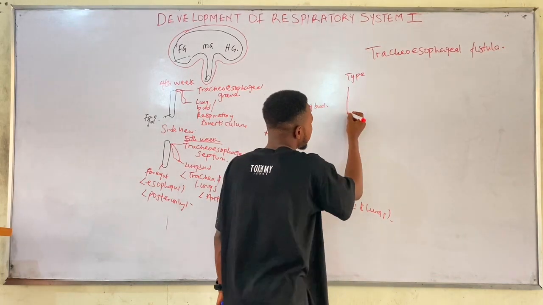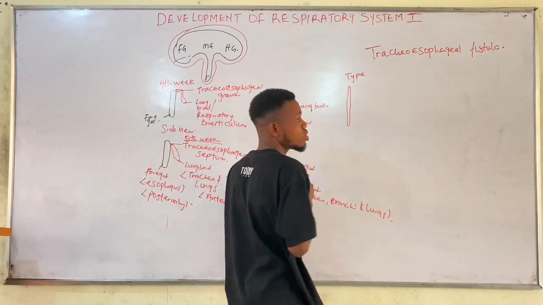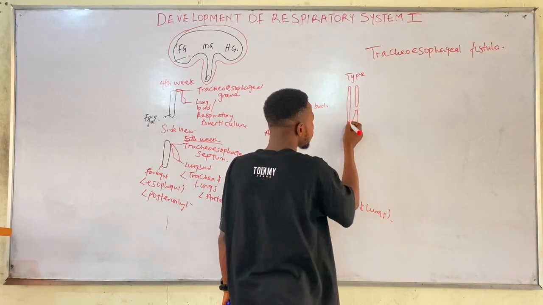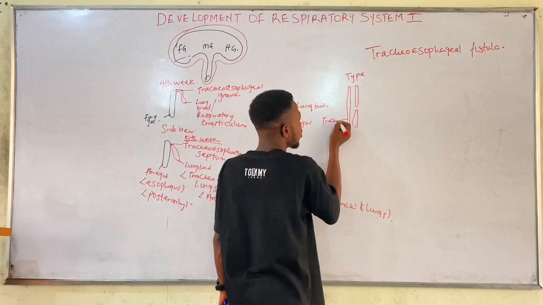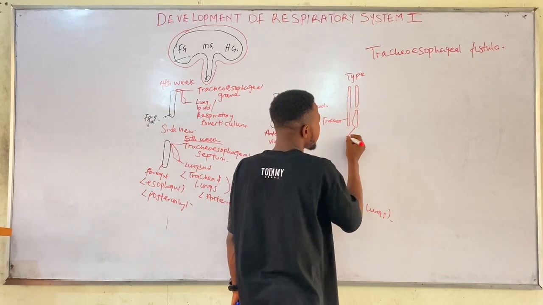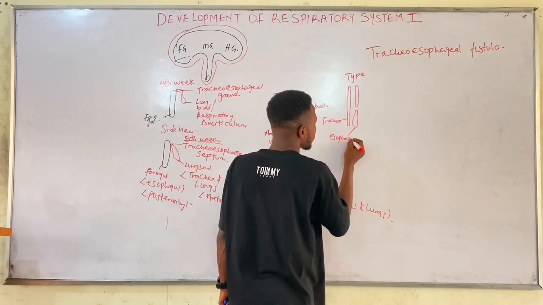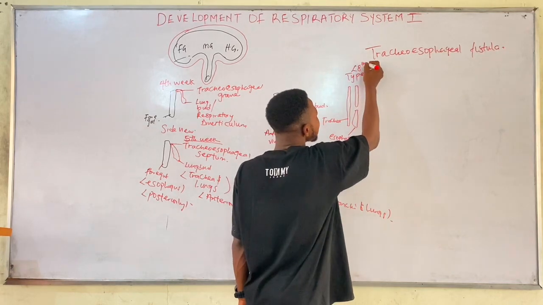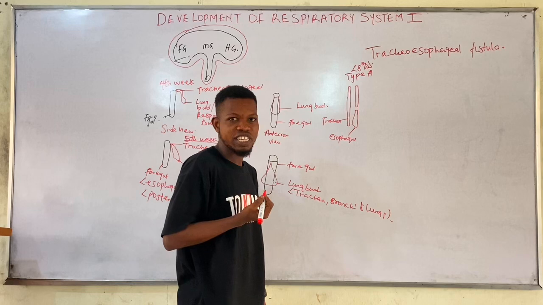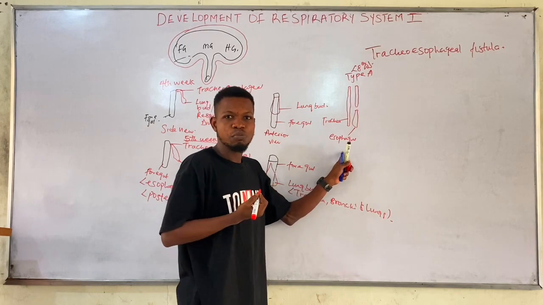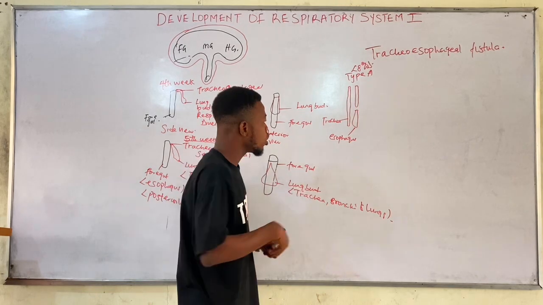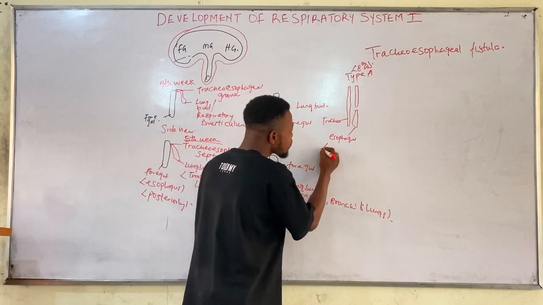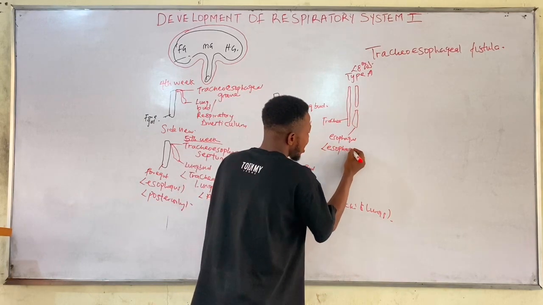This is the trachea, and this is the esophagus. So for type A, it occurs in 80% of cases. It's the second most diagnosed case. Now the type A tracheoesophageal fistula, we also call it esophageal atresia. That is another name for it.